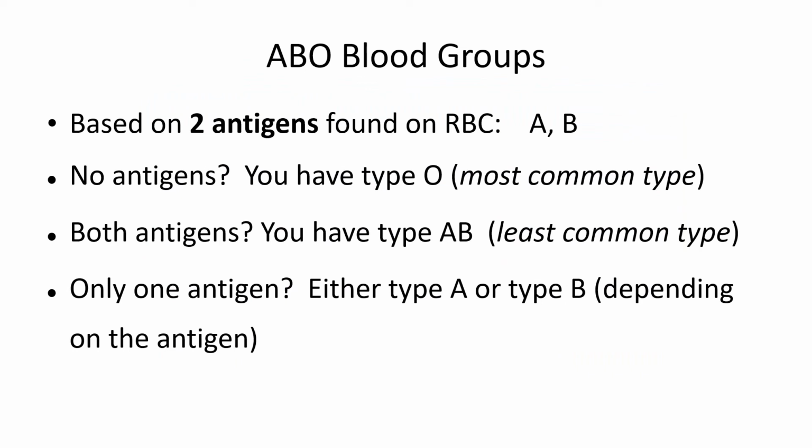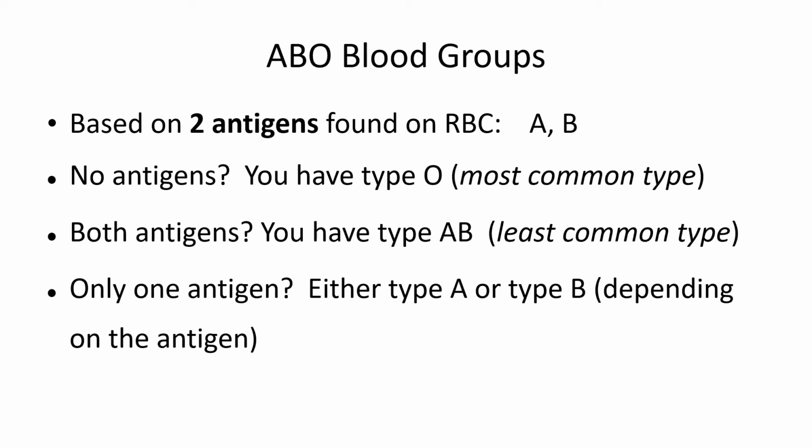Let's talk about the ABO blood groups. ABO blood groups are based on two surface features on red blood cells. These two surface antigens are either the A antigen or the B antigen. If you don't have any antigens for the ABO blood group, then you are going to automatically have blood type O, which happens to be the most common blood type. If you have both antigens A and B, your blood type is AB, which happens to be the least common blood type. If we say you have the antigen A, that is automatically your blood type.